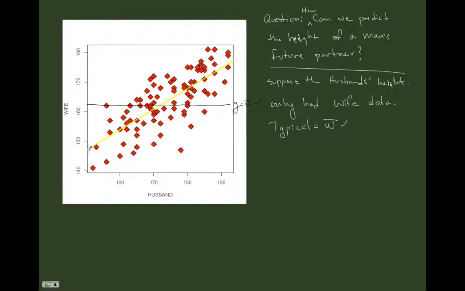Another way to think about this hypothesis is H naught: beta equals 0. That's that horizontal line. H1 in this case is beta greater than 0. So this is equal to 0, and this is greater than 0. If P is less than our specified alpha, we're going to reject the null and say we have a significant relationship, and we're going to use the yellow line for our predictions.